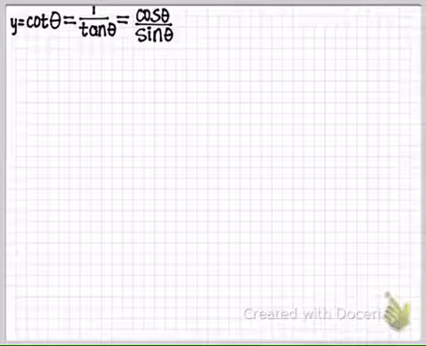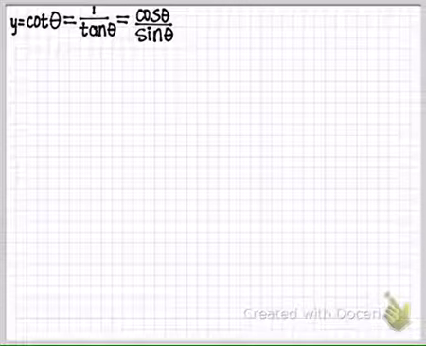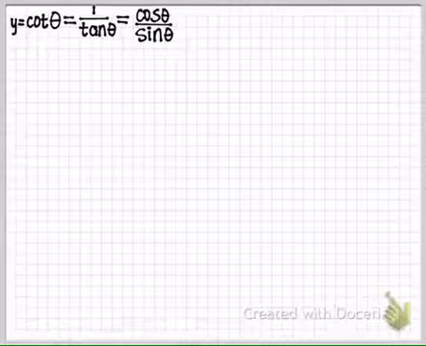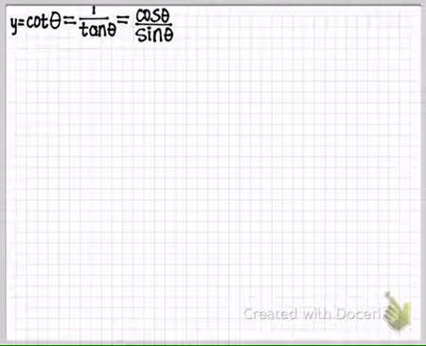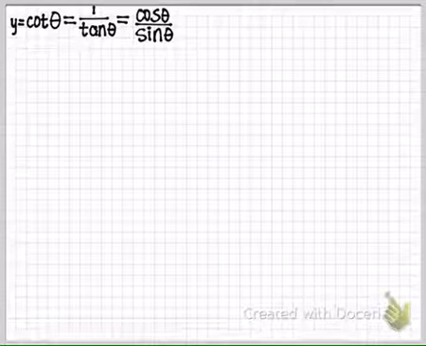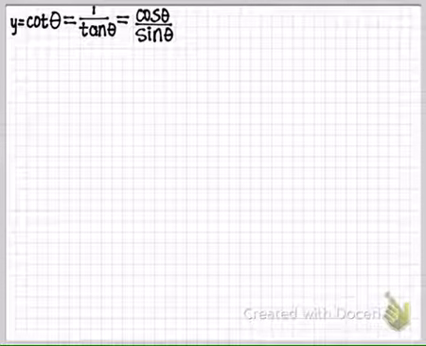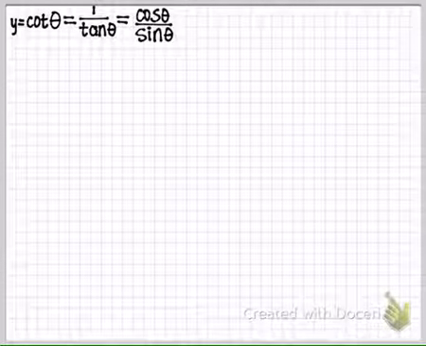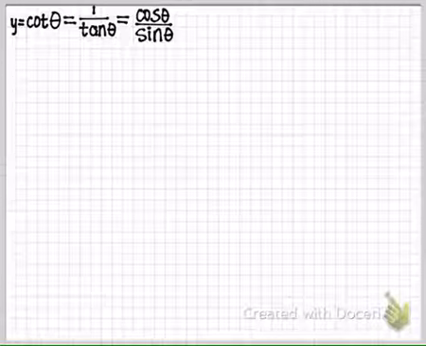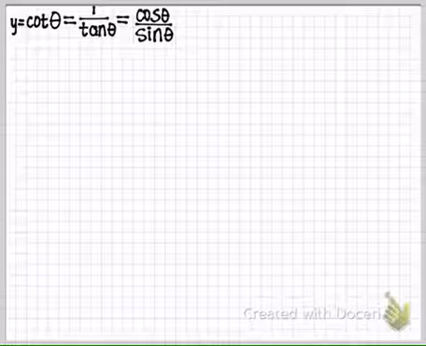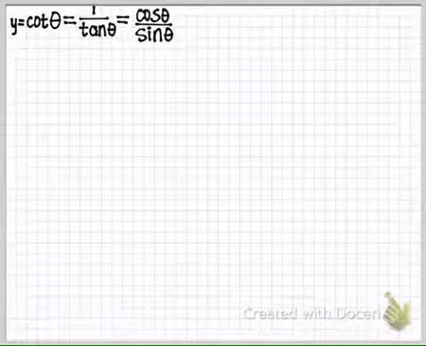All right, so right now we're going to graph cotangent of theta. Cotangent of theta, we just said, is 1 over tangent theta. There are the reciprocals right there. Or we could think of cotangent as cosine over sine. Since cotangent has a denominator with theta in it, there's going to be restrictions on our domain.